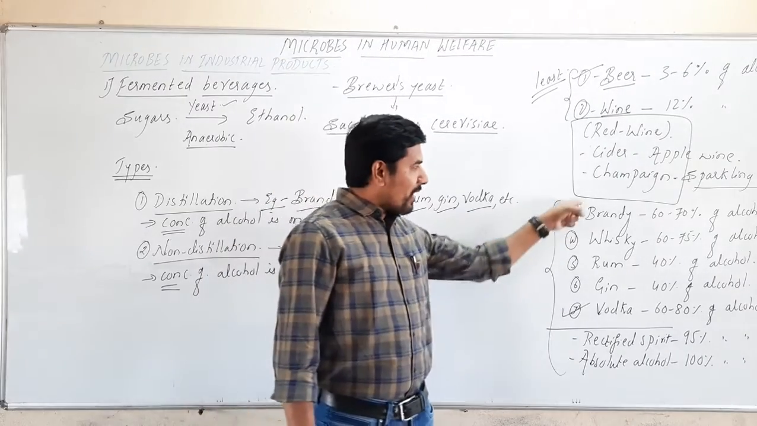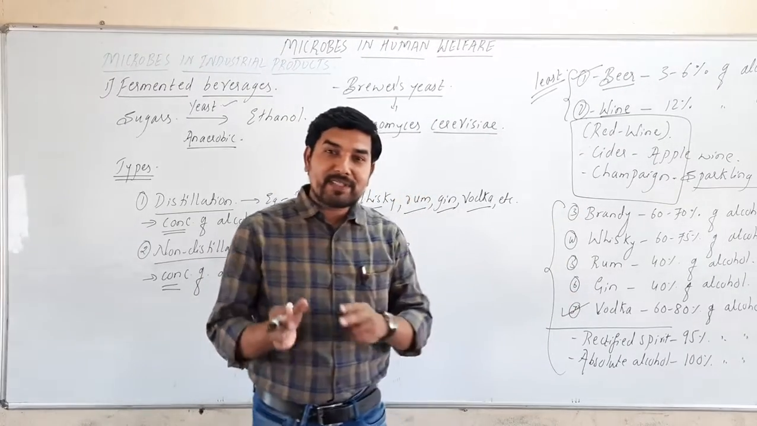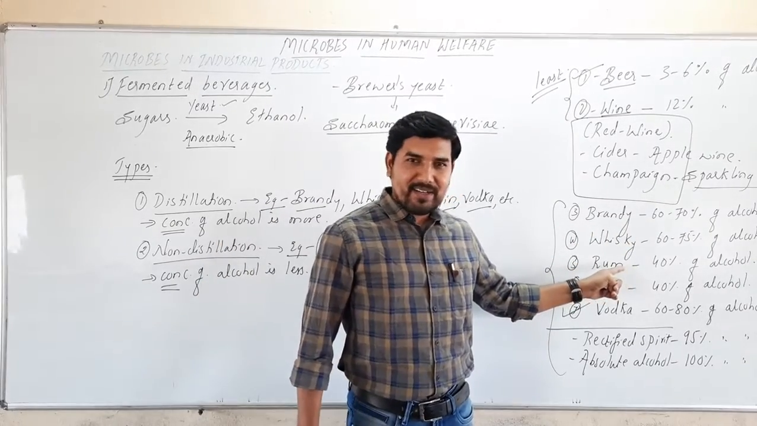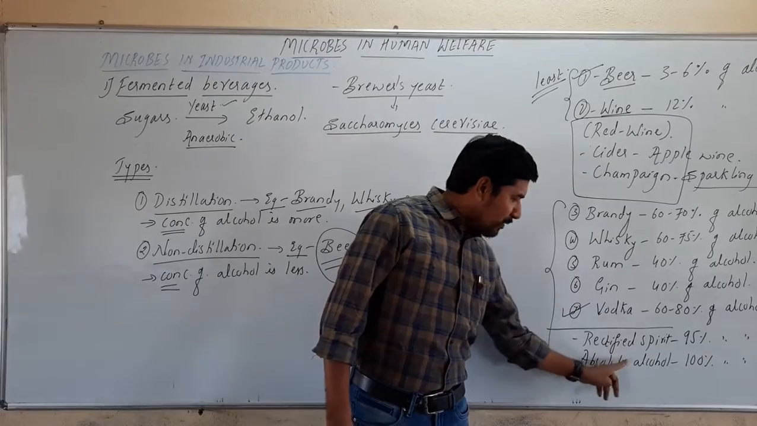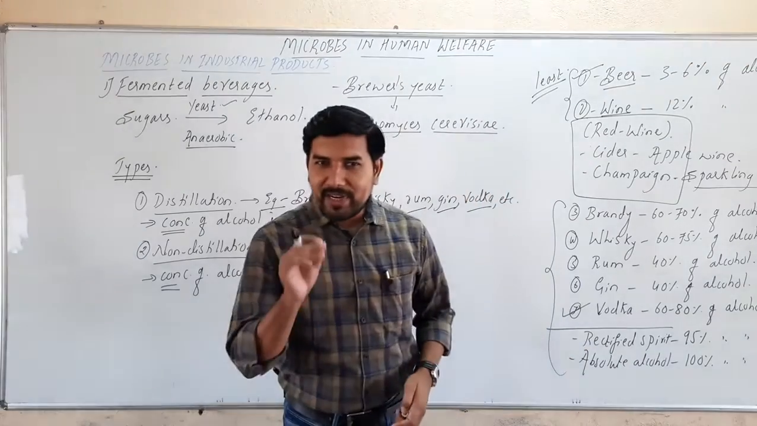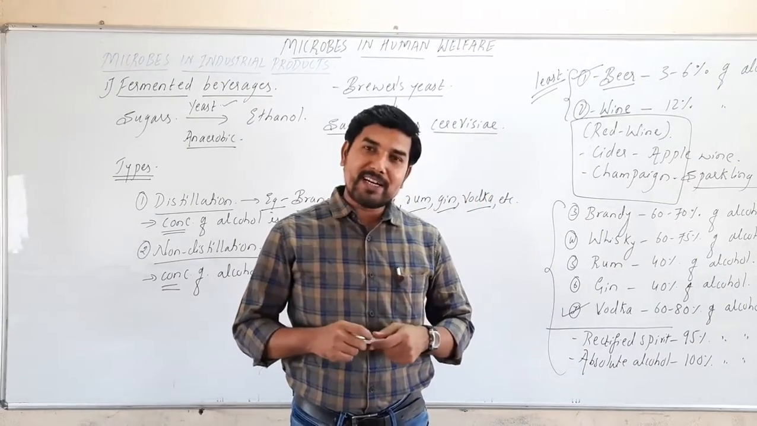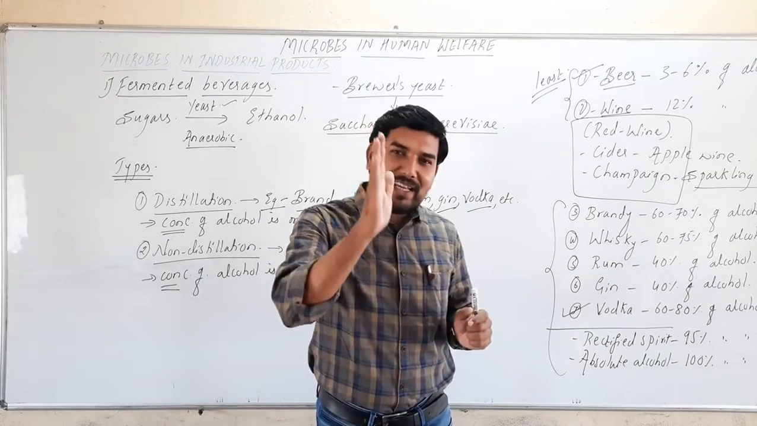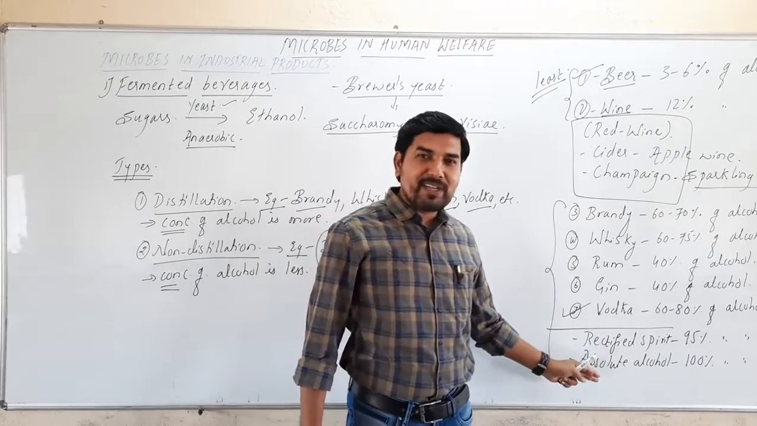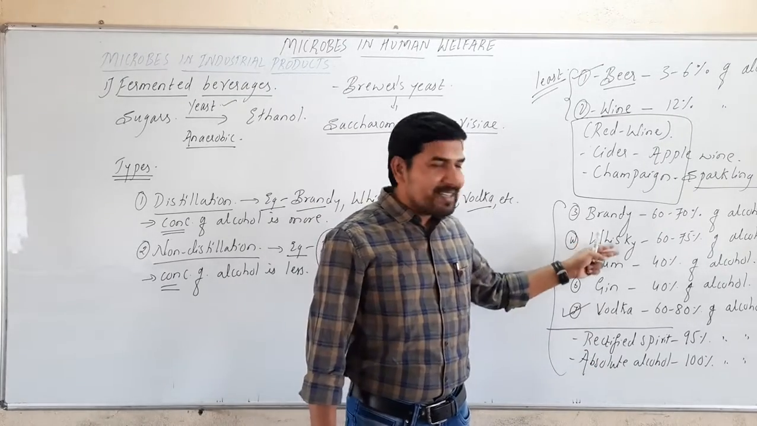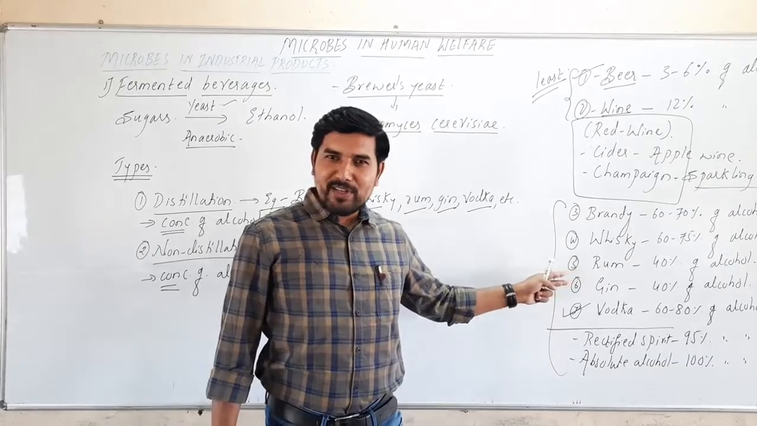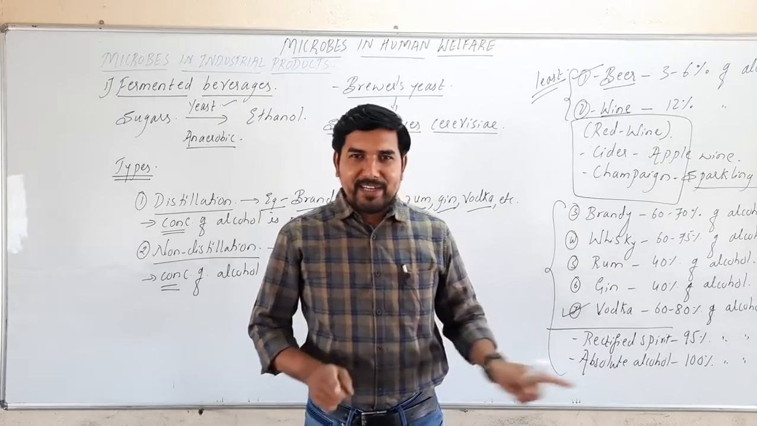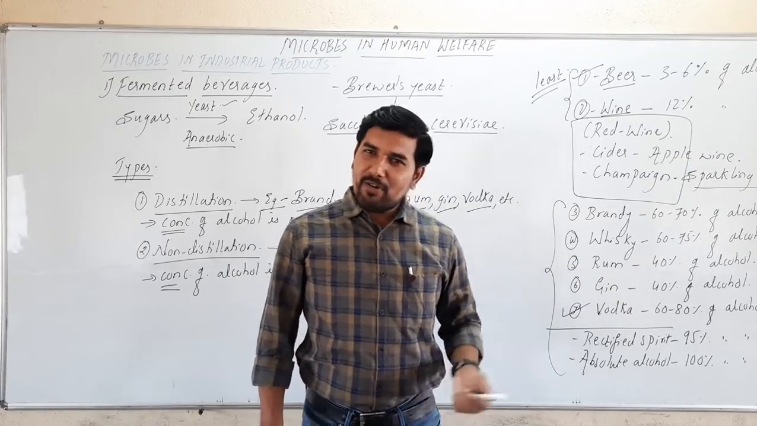Now look at these brands. In these brands, the percentage of alcohol varies depending on the concentration. And look at absolute alcohol and rectified spirit. If rectified spirit or absolute alcohol is consumed by a person, he dies on the spot. It is highly dangerous to consume 100% alcohol. That's why these alcohols are diluted. Consumption of raw alcohol sometimes leads to death due to its high concentration.